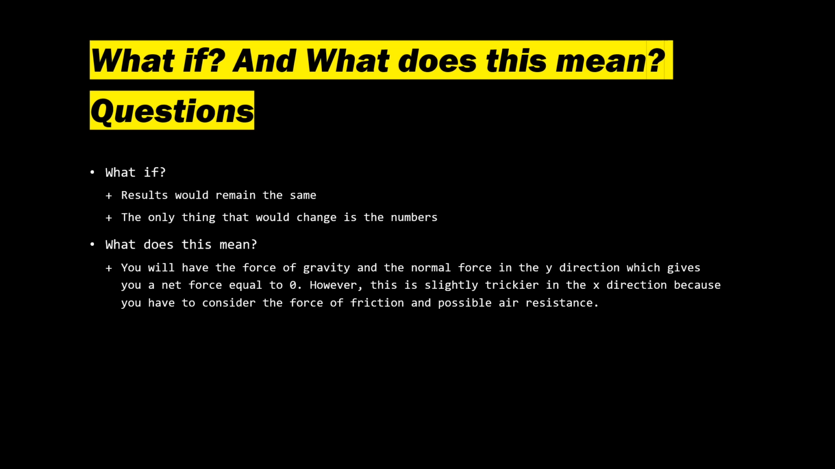And for the what does this mean question, it asks if we could find the forces that make up F net equals 0, and in the y direction, yes, you can, because you have force of gravity and normal force, which gives you a net force equal to 0. However, in the x direction, it's slightly trickier because you have to consider force of friction and possible air resistance, which would lead to a non-zero net force.